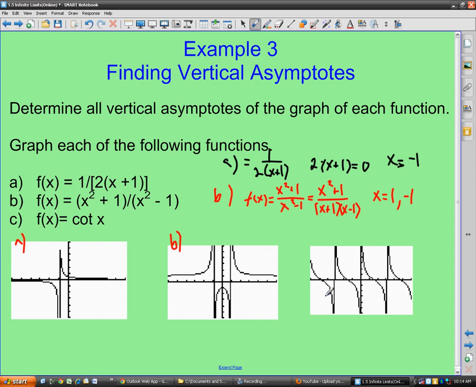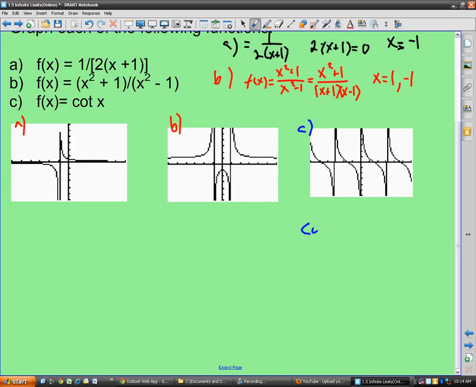Then we get to the cotangent of x, and so I'll move down below for that one. The cotangent of x could be written as cosine of x over sine of x. And so this is the trick to this one.